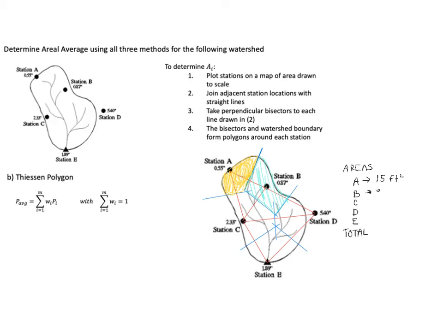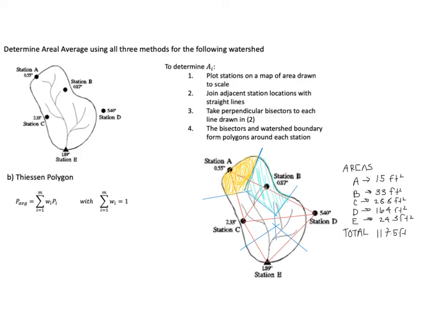And for B, it's 33 square feet. For C, it's 28.8 square feet. For D, it's 16.4 square feet. And for E, it is 24.3 square feet, for a total of 117.5 square feet. So again, what am I saying here?